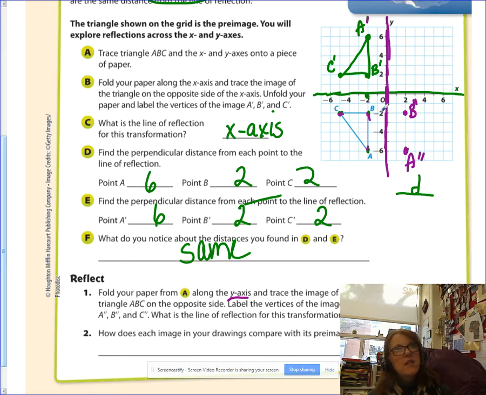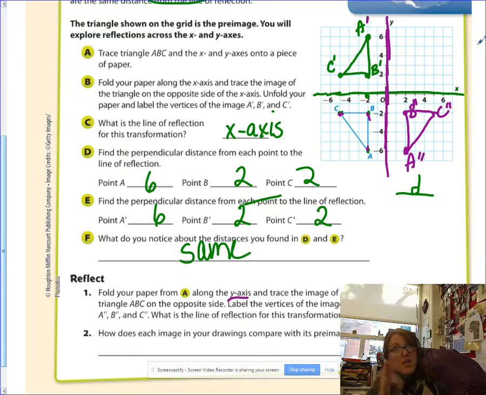And C. C is over here. Let's see, 1, 2, 3, 4, 5 units away from my fold line. So make this guy 5 units away over here. C double prime. Connect, connect. Notice I have shifted it. I've flipped it, but it's still the same size.